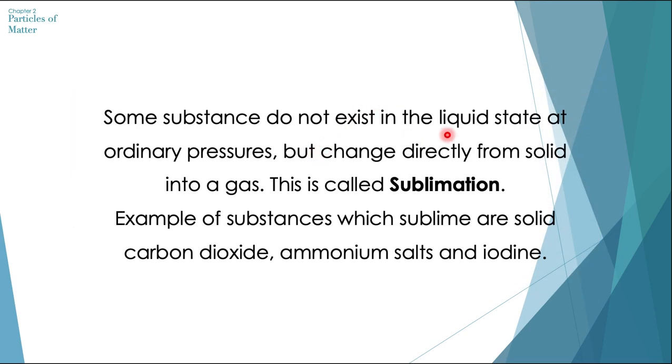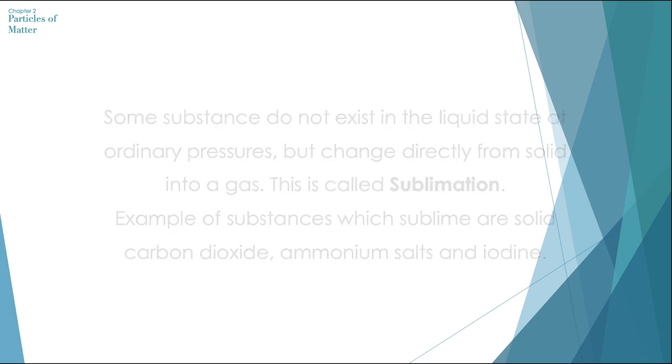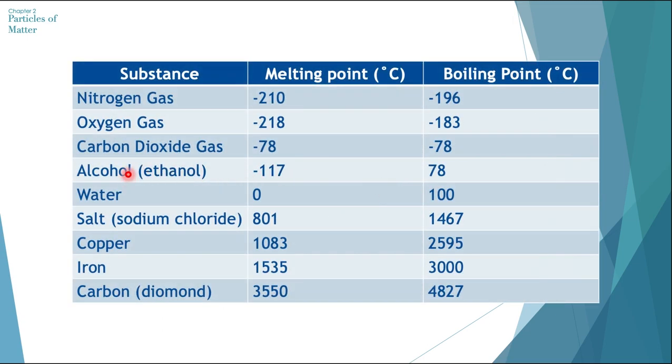Now, some substances do not exist in the liquid state at ordinary pressures but change directly from solid into a gas. This is called sublimation. Examples of substances which sublime are solid carbon dioxide, ammonium salts, and iodine. In the previous table, you might have wondered why carbon dioxide has the same melting and boiling points, minus 78 degrees centigrade. Carbon dioxide melts at this temperature as well as boils at this temperature.